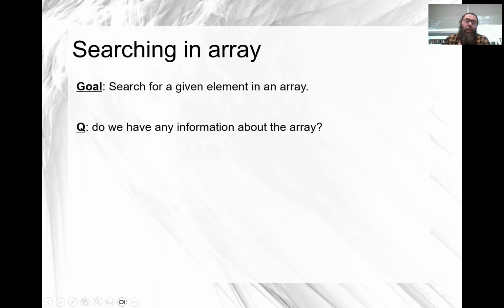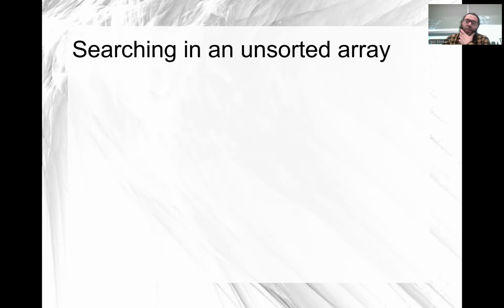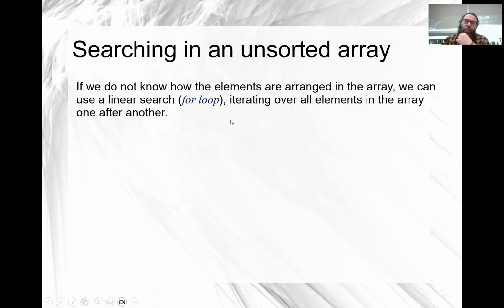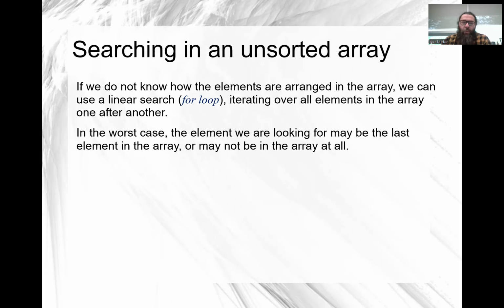And you might ask, do I have any information about the array or not? If the array is unsorted, or in general, if we have no information about the array, what can we do? We can simply do linear search. Namely, we iterate over the array in position 0, position 1, position 2, position 3, and so on, until we find our element. Or we just read the entire array, find nothing, and say not found. So in the worst case, we will be looking at all elements, maybe the element we're looking for is the last element, or maybe it's not in the array at all.